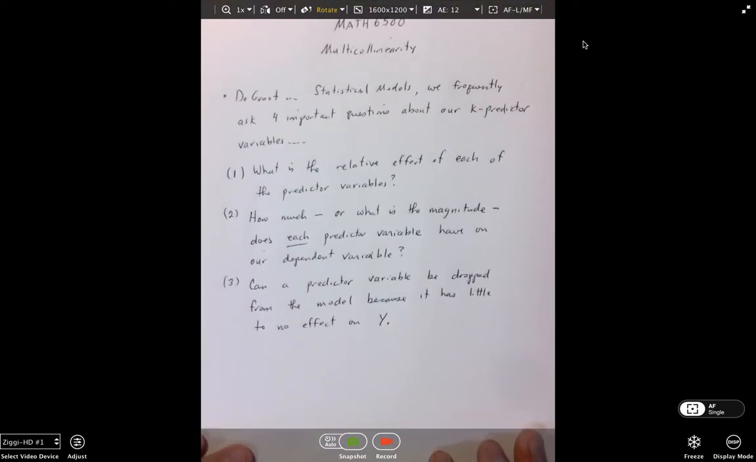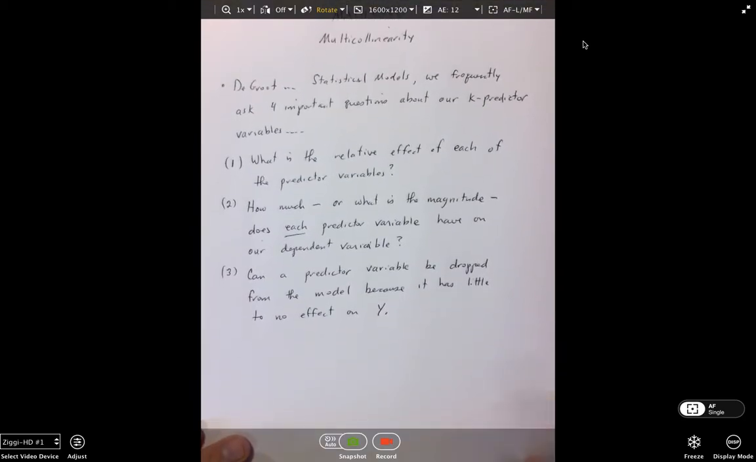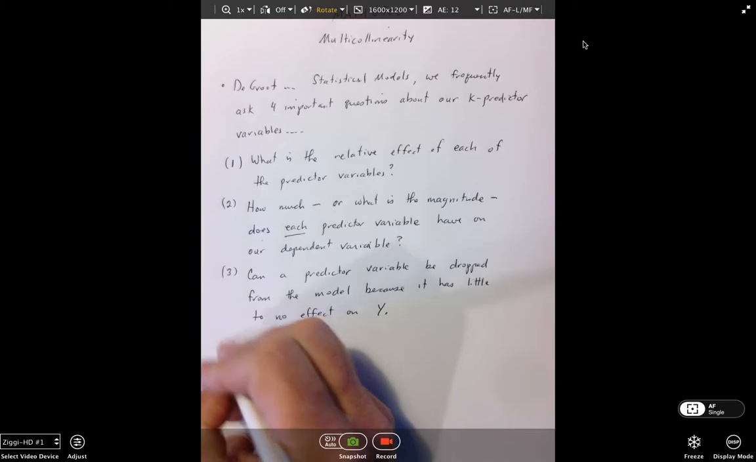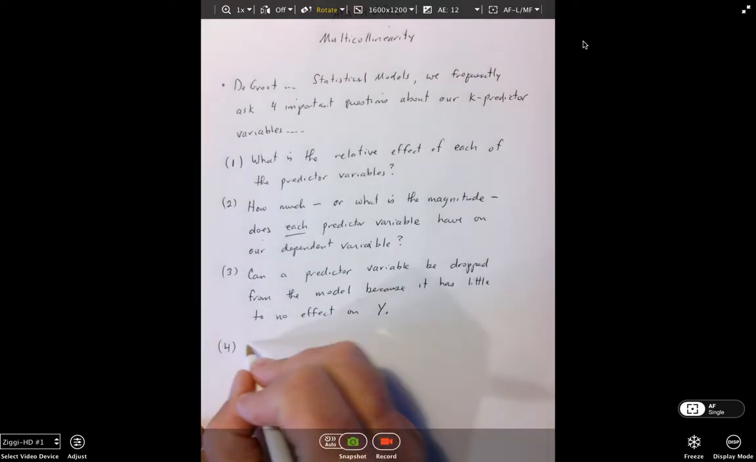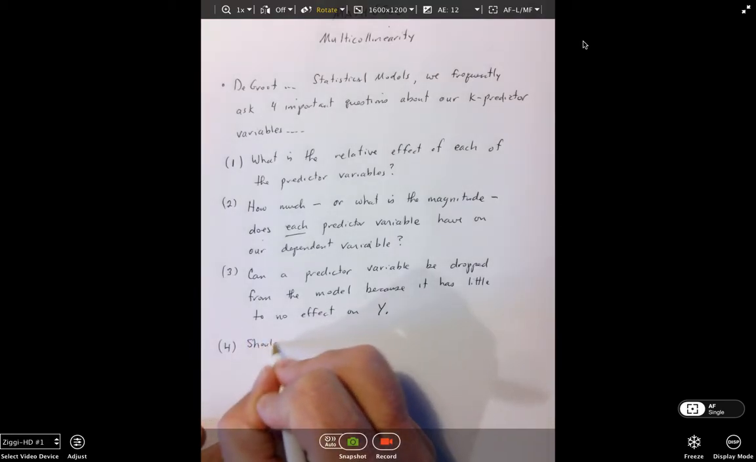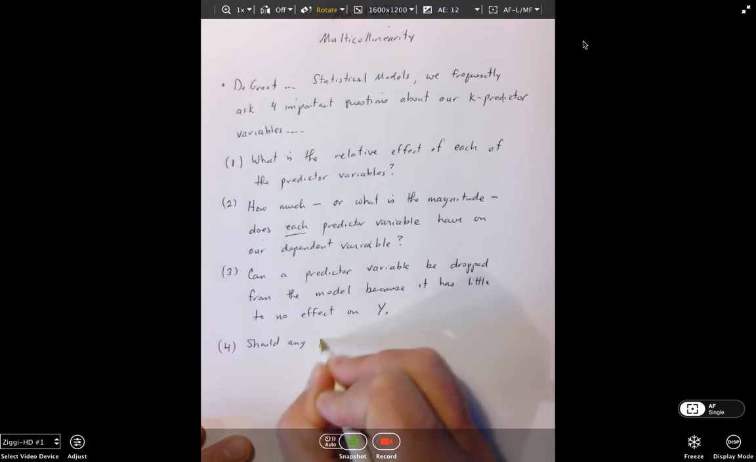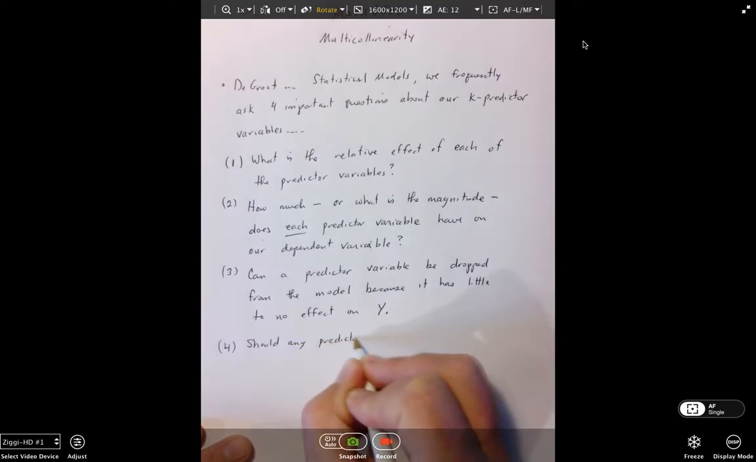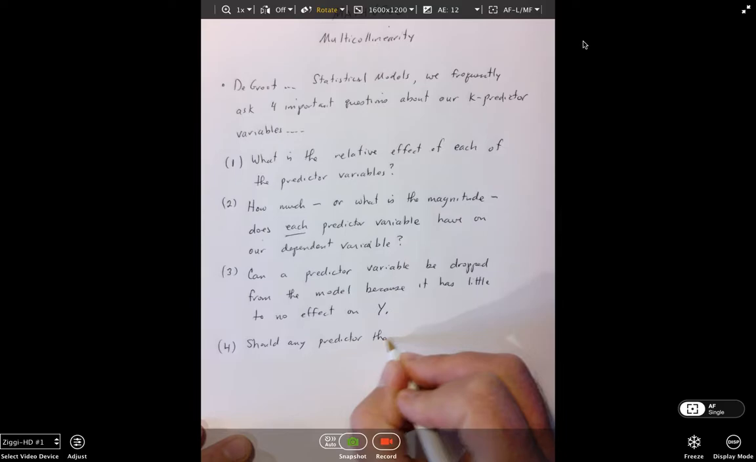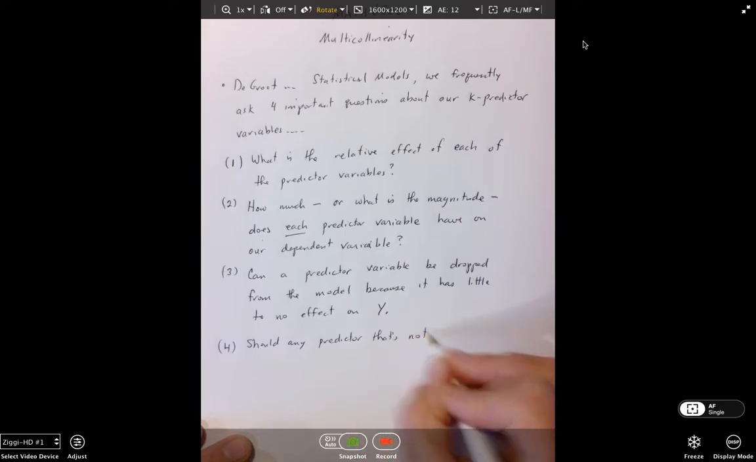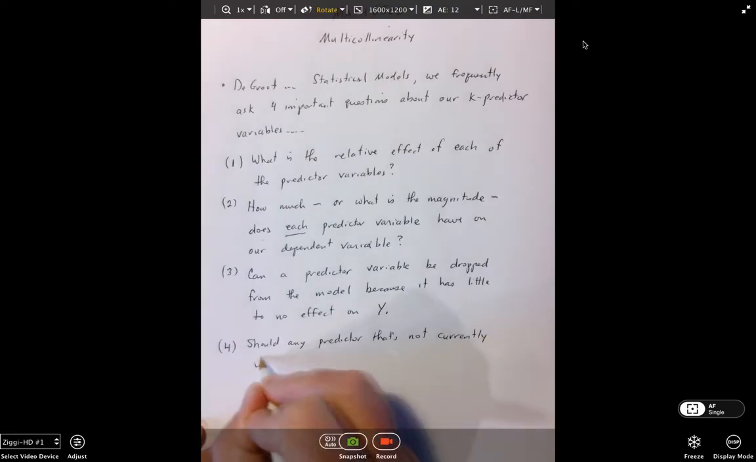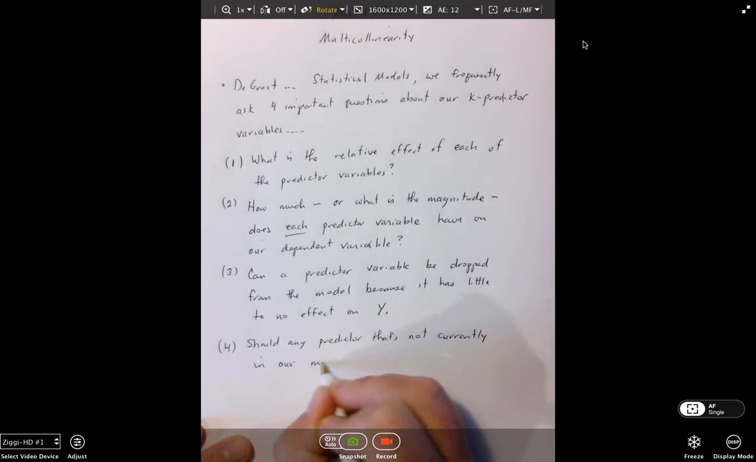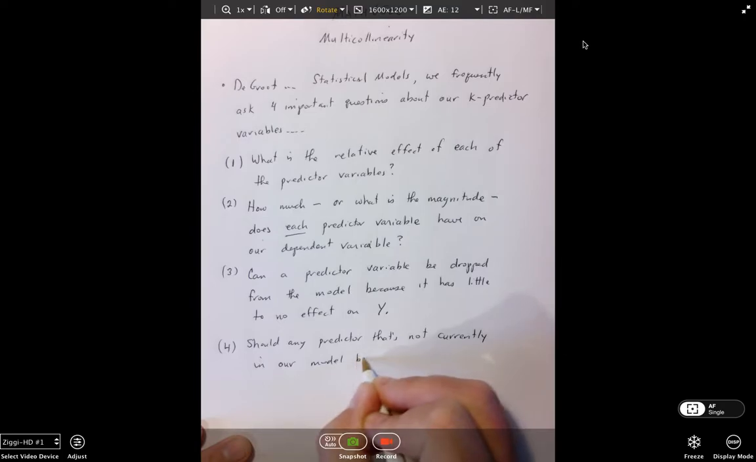And the fourth thing, again serving as a motivation for the extra sum of squares sequence of videos that we've been looking at lately, is should any predictor that's not currently in the model be added.